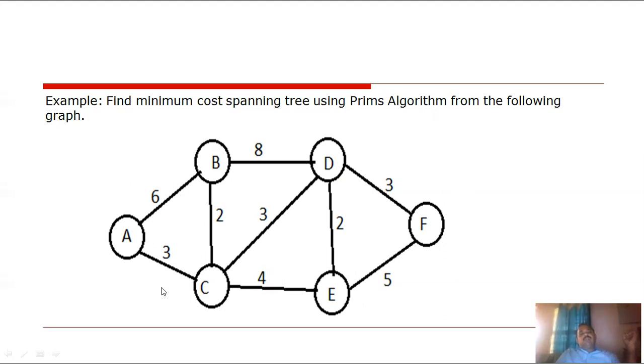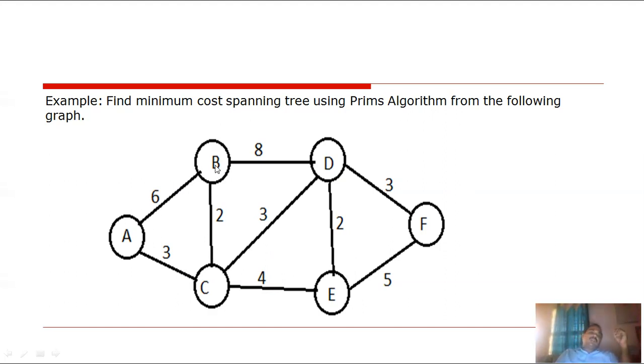3 is the lowest weight edge. Simply we will take A to C. Next one, which is the smallest? What are the adjacents of C? E, D, B. These are the adjacents. But which is the least edge? 2 is the least edge.